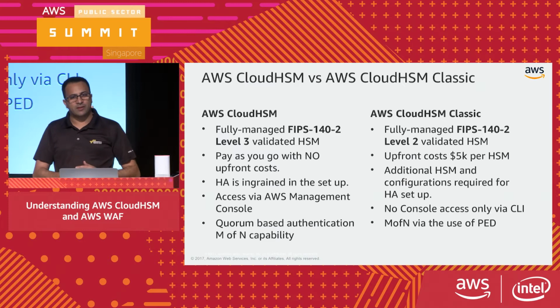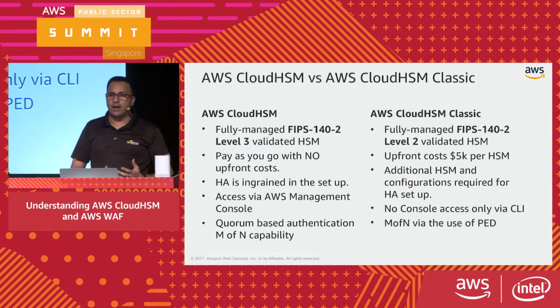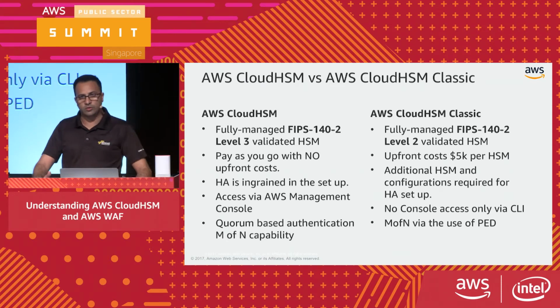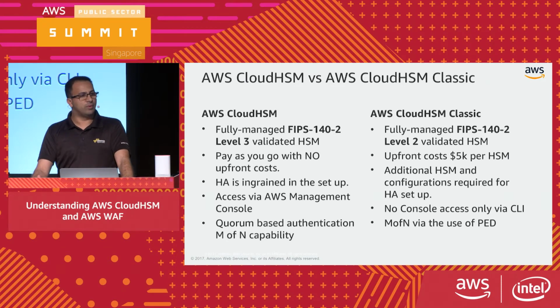One of the biggest requirements we were asked for by our customers is that if I'm going to move my restricted workloads to the cloud, it needs to be FIPS 140 level 3 compliant. So the new Cloud HSM is a level 3 compliant appliance. The classic continues to be level 2. The other one is the pay-as-you-go model. In the classic version, with the Gemalto SafeNet appliance, you have to pay $5,000 upfront, and then there is ongoing cost as well. Now that aspect has been removed.